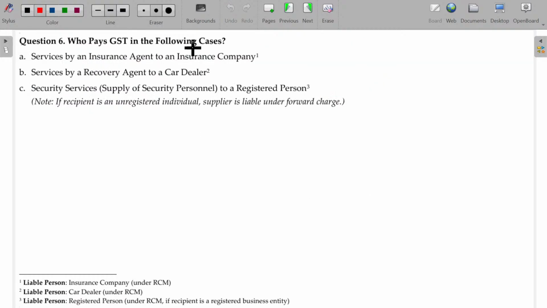Who pays the GST in the following cases? Services by an insurance agent to an insurance company. Definitely, who has to pay the GST? The insurance company, under RCM.